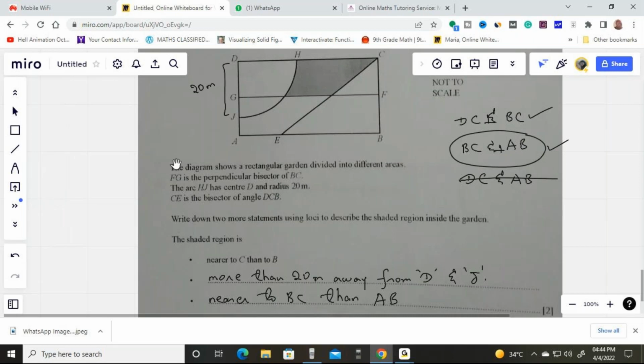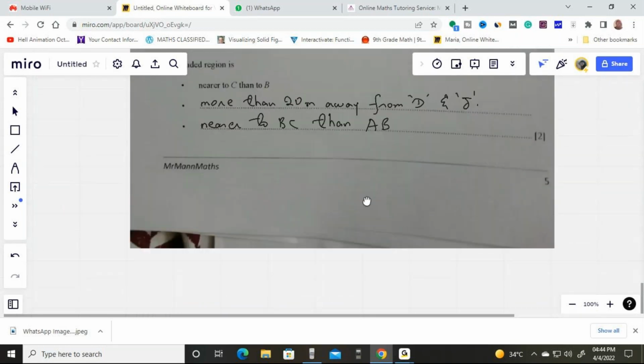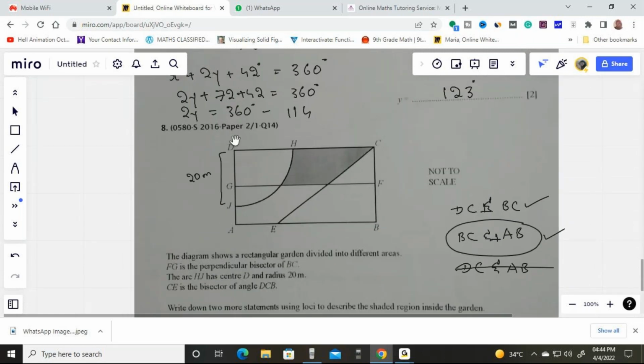Wait, can I check the mark scheme for this? 2 marks only, two for the statements. That's it, to make sure it's correct. Yeah, okay. It's 2016, Paper 2-1.